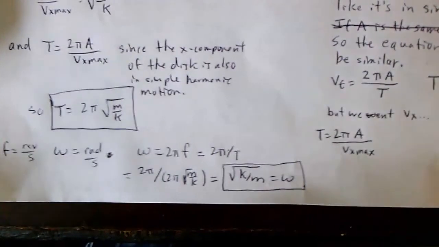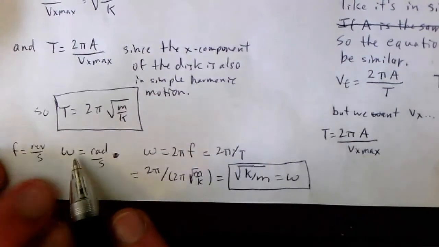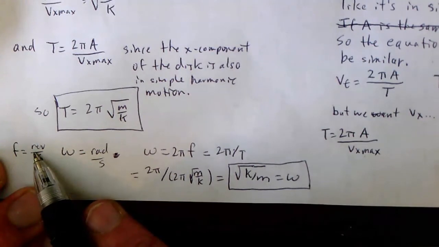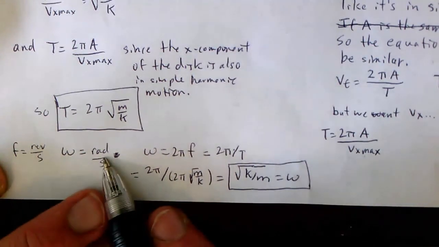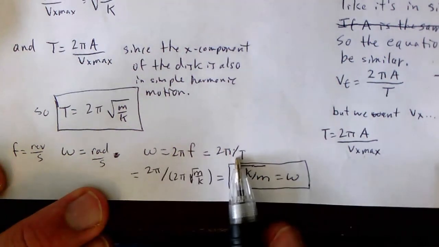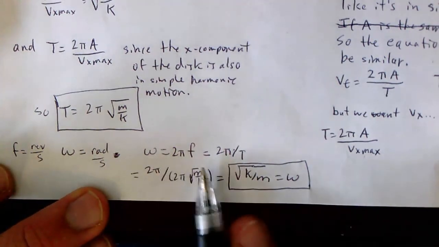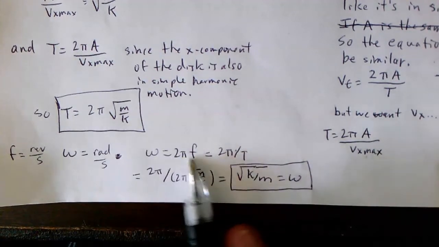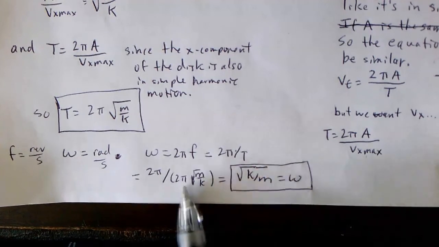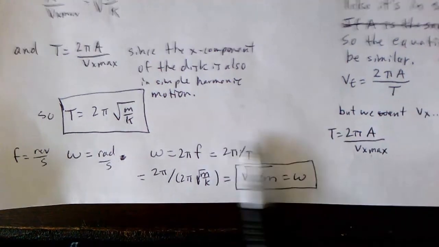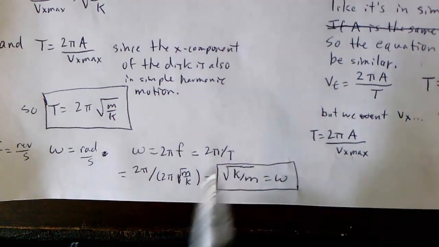And then the last thing we're going to say is frequency is revolutions per second, omega is radians per second. So if this were 5 revolutions per second, this would be 10 pi radians per second. So this is the equation between them, and I'll show you next time. But if you use this relationship, 2 pi times the frequency, and the frequency is 1 over the period, if you plug in that period, you can get the angular velocity is actually root k over m for an object vibrating in simple harmonic motion, a mass on a spring.